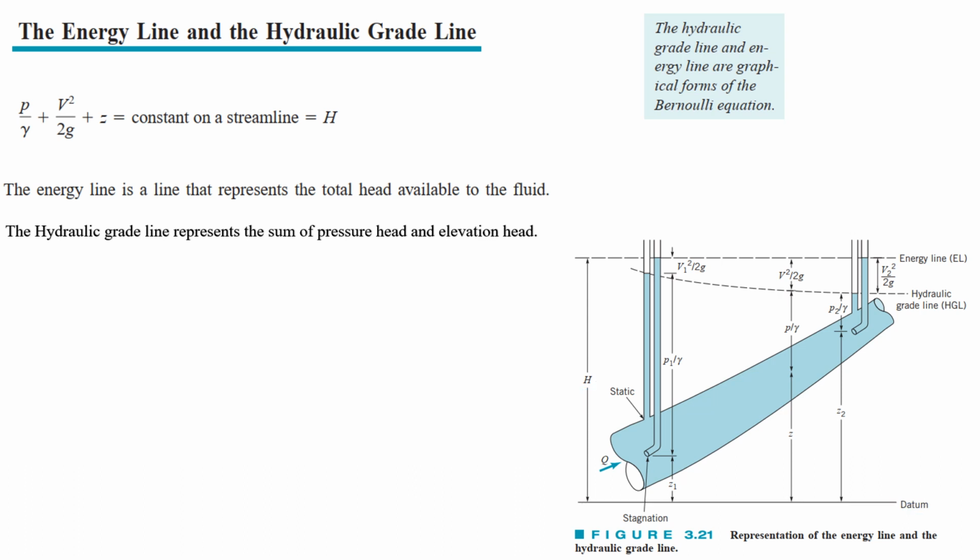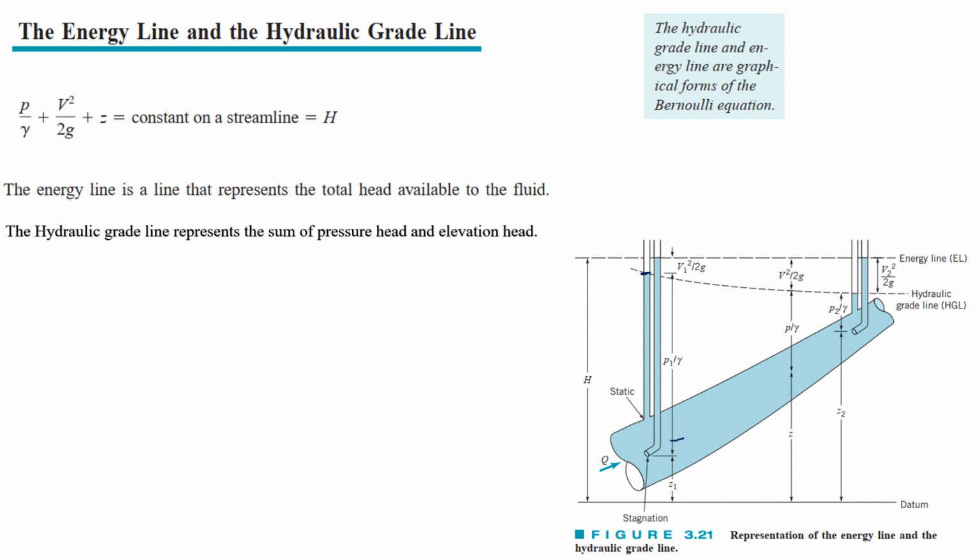As we move down, what we have done is we have installed a piezometer tube. We have a piezometer tube here. A piezometer tube shows us the static pressure. That static pressure will be equal to our pressure head plus the elevation head. So this is what this static pressure is equal to. And this level shows us our hydraulic grade line.